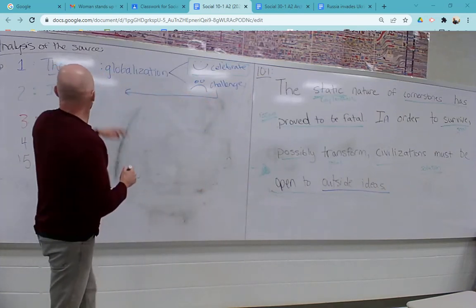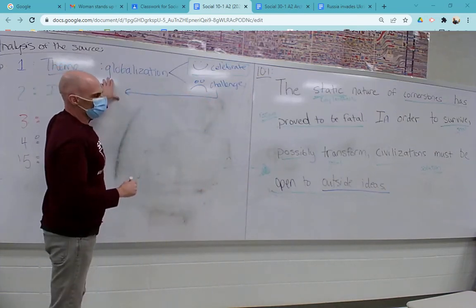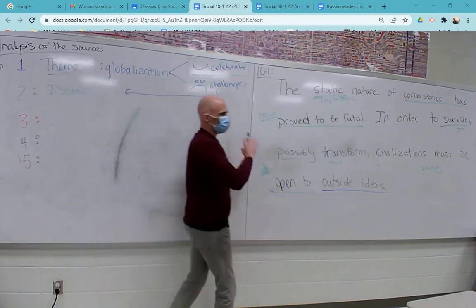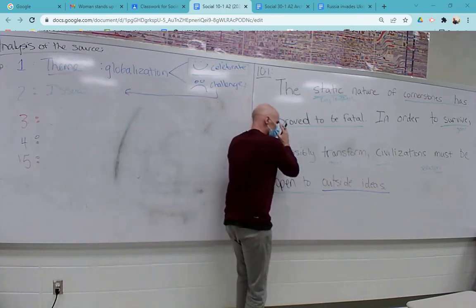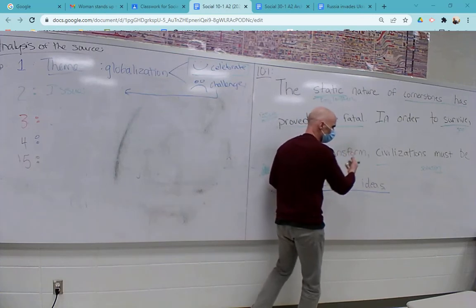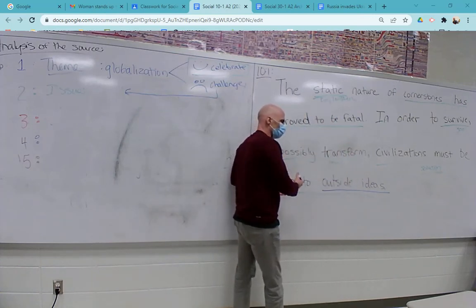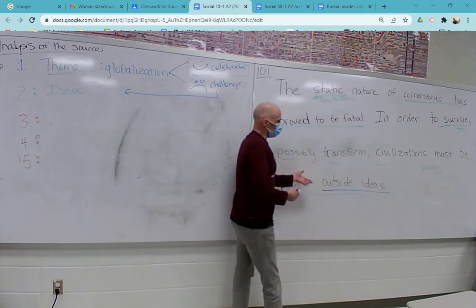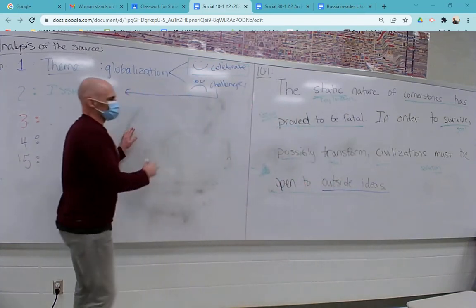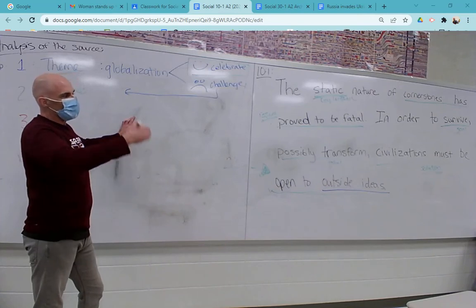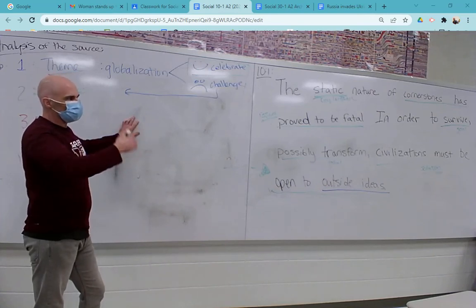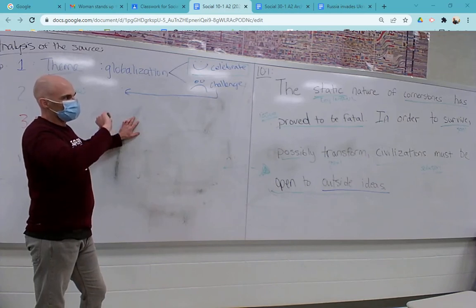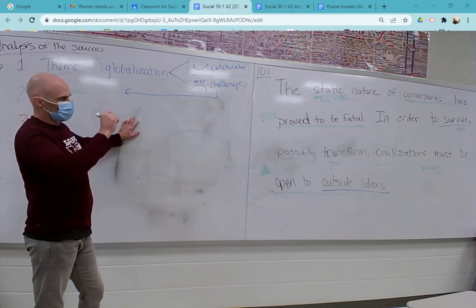Yeah, so in order to figure out how we connect to the theme, we looked into the source and tried to break it down: what's the issue, what's the solution, what's the goal, and is globalization being shown as a solution or as a problem? Here it's being shown as a solution. So this source is celebrating globalization as a possible solution to overcome our issue, which is our static cornerstones.